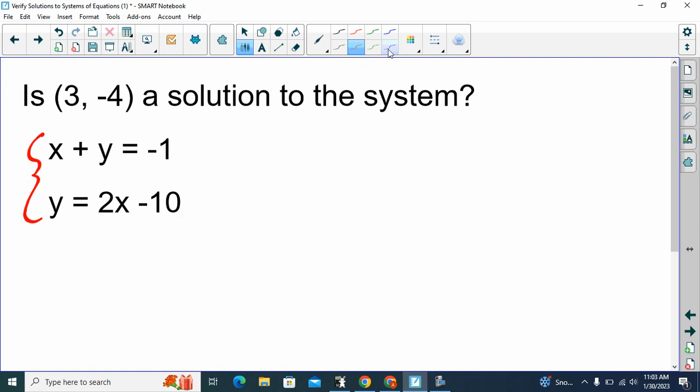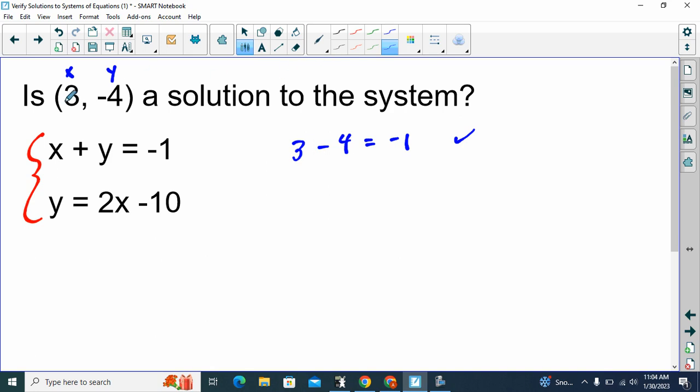So what we need to do is take our point, (3, -4), and plug it in for x and y. We're going to start with the top equation. So I'm putting 3 in for my x and -4 in for my y. So it's going to say 3 plus -4, remember that's the same thing as minus, equals -1. And we want to decide, is this a true statement or is this a false statement? 3 minus 4 is indeed -1. So it works in the first equation. Remember, that's not enough to say that it's a solution. It has to work in all the equations.